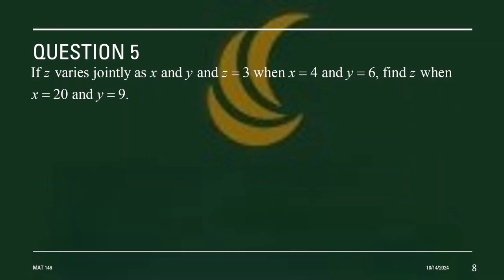Z varies jointly as x and y. So joint variation is just multiple variables. It could be direct variation with more than one variable, could be inverse variation with more than one variable, or it could be a combination. Maybe it varies directly with one variable and inversely with another.